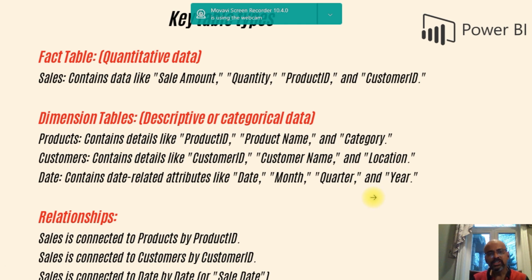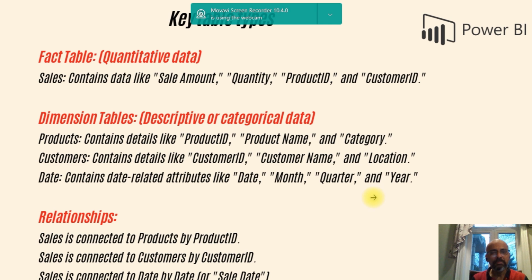Now for this we also need to have certain identifiers. We need to know which product has been sold, right? Which customer has bought, right? So those things are also very important. Though it is quantitative data, you need to have certain labels in order to identify those things. That is why we need to have product ID and customer ID in the fact table.